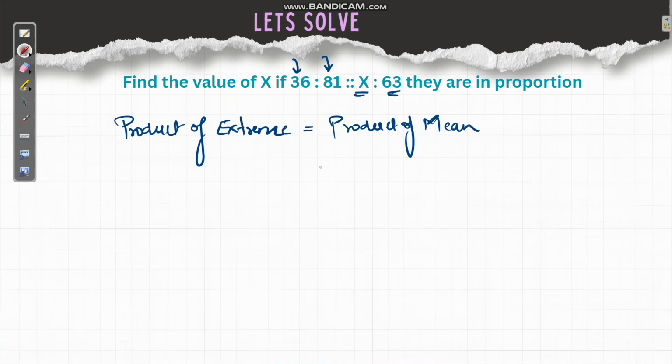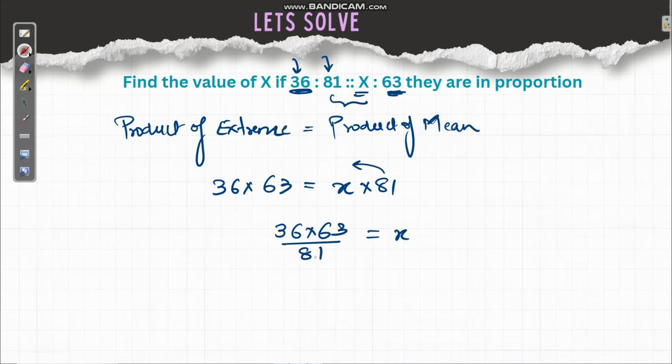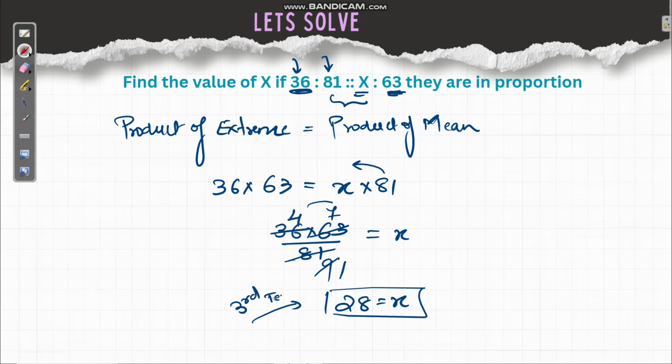Over here I'll solve with the second formula also, but let's follow the first formula now. So extremes are what? 36 and 63. So 36 into 63 is equal to the product of the middle terms. The middle terms are what? 81 and x, that's the third and the second term. x into 81 or 81 into x, does not matter because it's multiplication. Take this 81 that side. So 36 into 63 upon 81 is equal to x. 9 nines is 81, 9 sevens is 63, 9 ones are 9 fours are 36. What's remaining is 4 into 7, that is 28, is equal to x. So 28 is nothing but your third term. I hope this is clear.